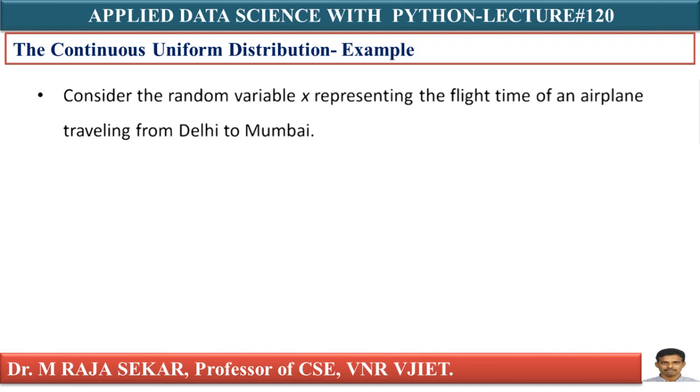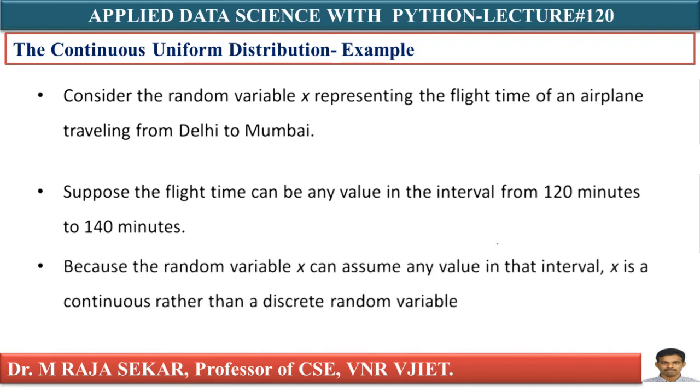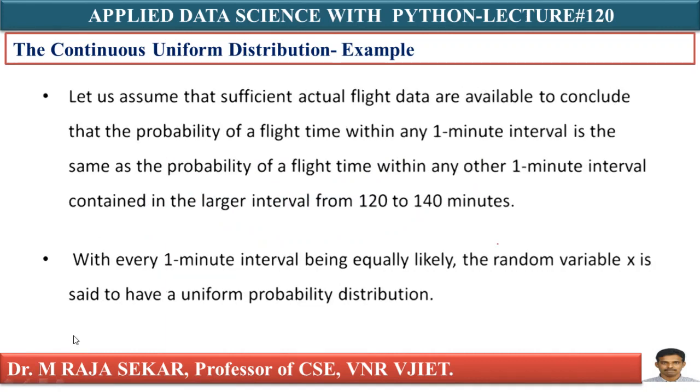Consider the random variable x representing the flight time of an airplane traveling from Delhi to Mumbai. Suppose the flight time can be any value in the interval from 120 minutes to 140 minutes. Because the random variable x can assume any value in the interval, x is continuous rather than discrete. This is one important point. Any value means it can take all possible values. In that case, I can treat it as a continuous random variable.